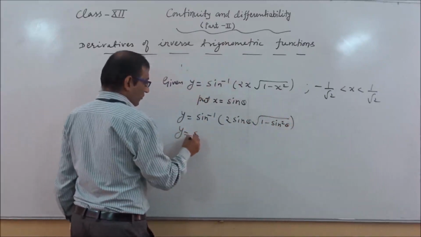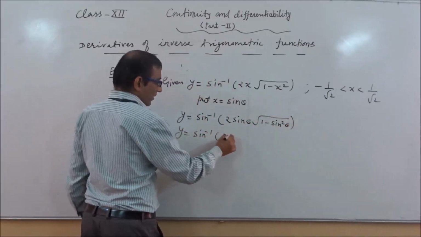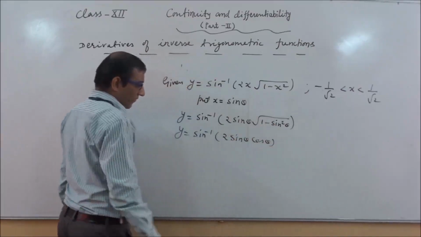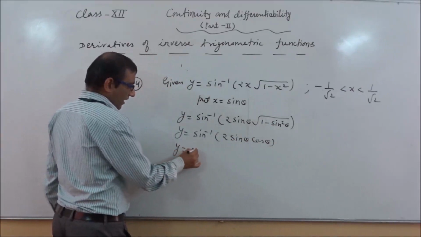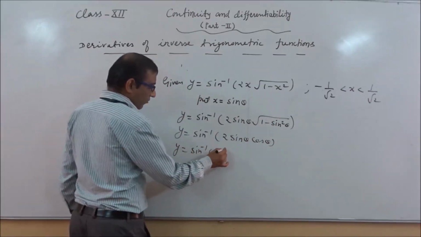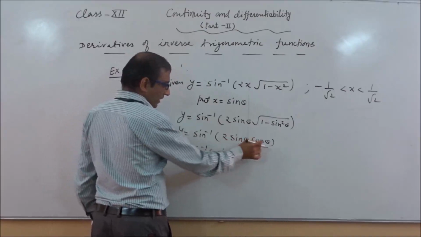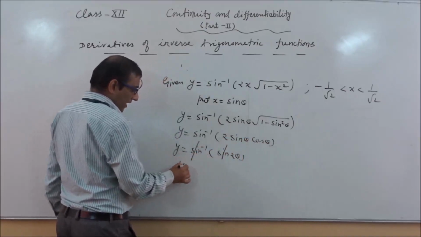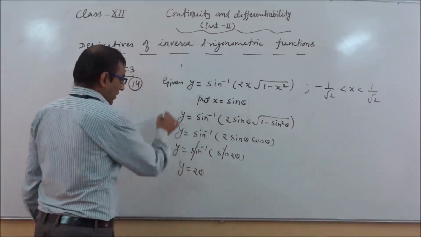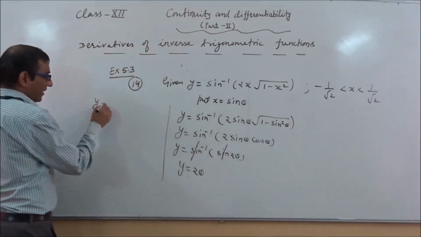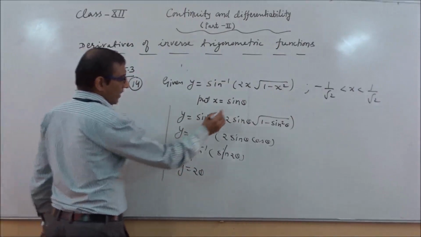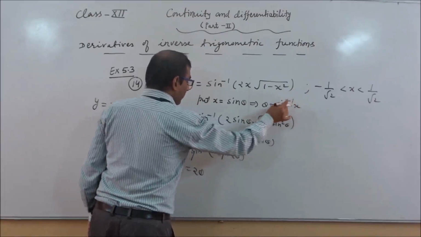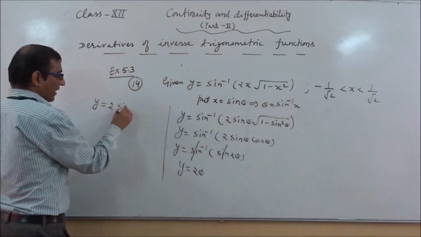So y equals sin inverse of 2 sin theta cos theta, as per the given identity. Here we will write sin 2 theta, because 2 sin theta cos theta can be written as sin 2 theta. So sin inverse and sin will cancel and we will get y equals 2 theta. After this, we calculate the value of theta: theta can be written as sin inverse x, so we put the value of theta here.